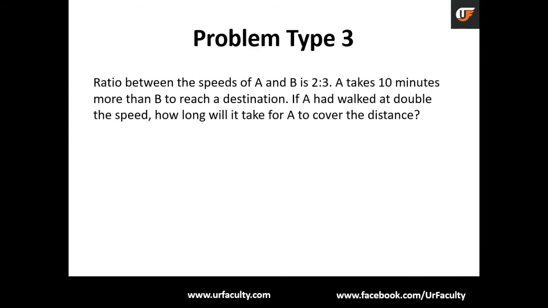The ratio between the speeds of A and B is 2:3. A takes 10 minutes more than B to reach a destination. If A had traveled at double the speed, how long will it take for A to cover the distance? Okay, we are going to apply in this case our proportionality concept. So, the ratio of the speeds is given as 2:3. Speed is inversely proportional to time. So, what will be the ratio of the time in that case? As simple as that. You just need to inverse it.